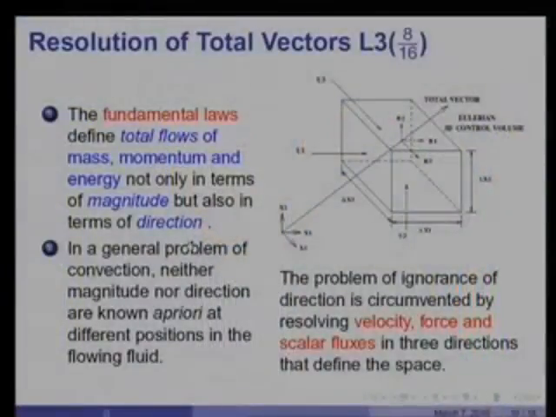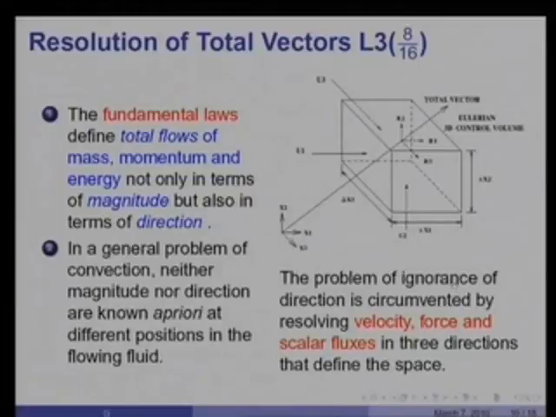And in fact, at the axis of symmetry, the flow will be absolutely parallel to the axis of symmetry. But I simply do not know a priori the direction that the total vector will make with the fixed coordinate system x, y, z, nor do I know its magnitude. So, what is done then, in the general problem of convection, since we do not know magnitude and direction a priori, we settle the matter in this way.